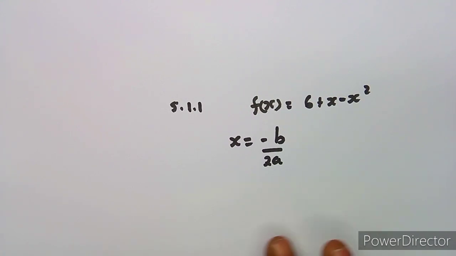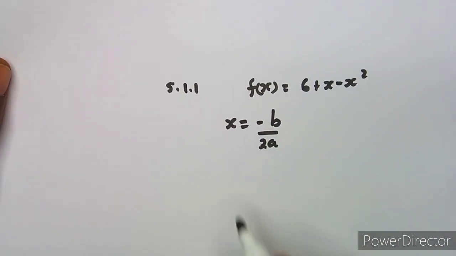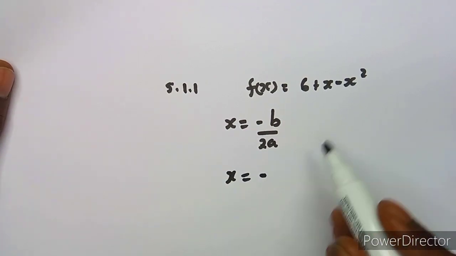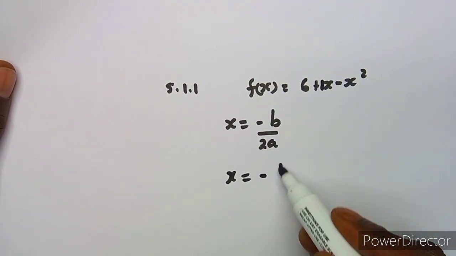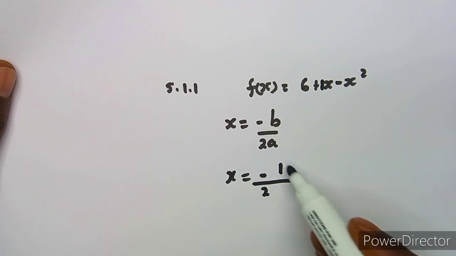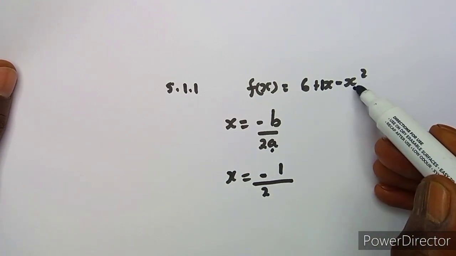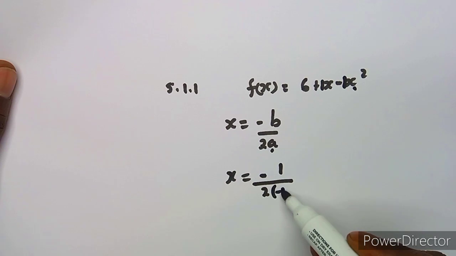So here it's just a matter of substitution. So it's going to be x equals minus b, the coefficient of x here, which is minus 1, over 2 times a. Remember, a is the coefficient of x squared, which is minus 1. So it's 2 times minus 1.